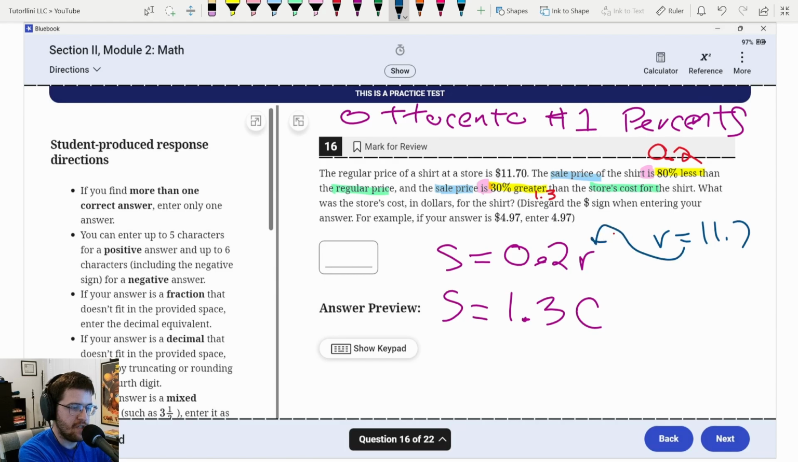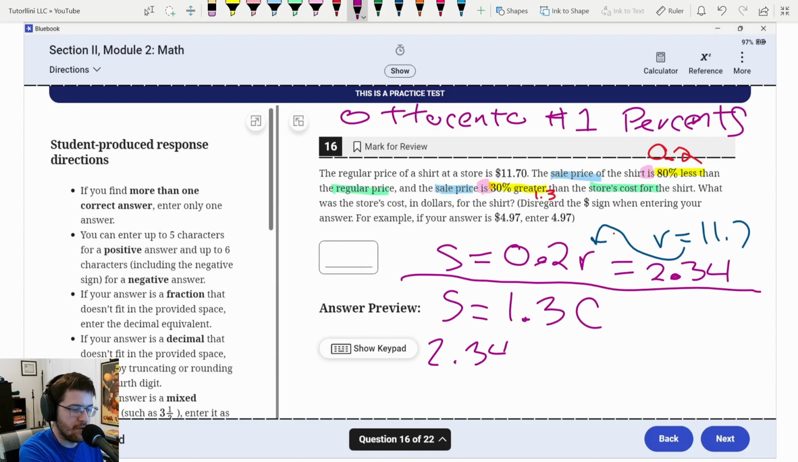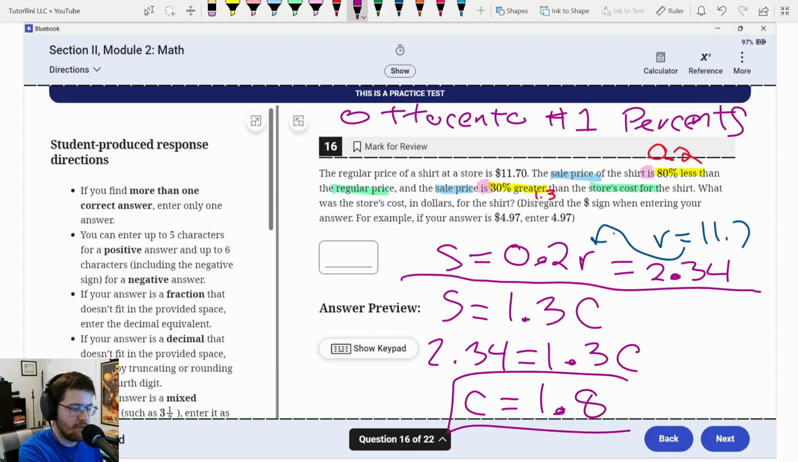So I can put this in here and quickly figure out the sale price. So 0.2 times 11.7 is 2.34. So now that I know that that's 2.34, I can come down to the second equation and write 2.34 equals 1.3C. And if I divide both sides by 1.3, I get the store's cost is $1.80, which is our answer.